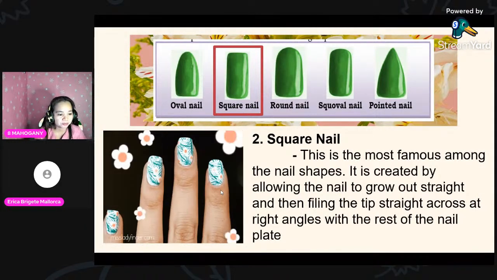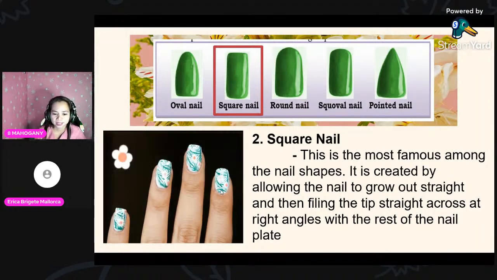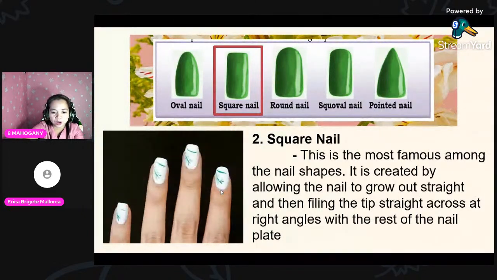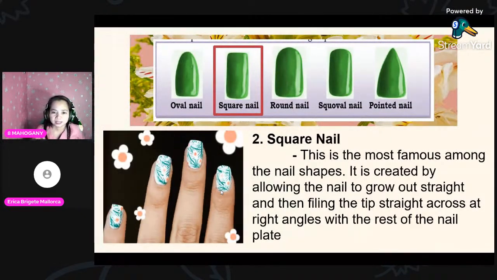Okay, round nail for shorter. Okay, so that is the square nail. So, nakuha po. So, the most famous among the nail shapes. Okay? Next po.